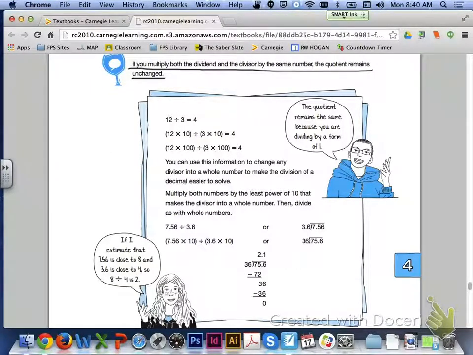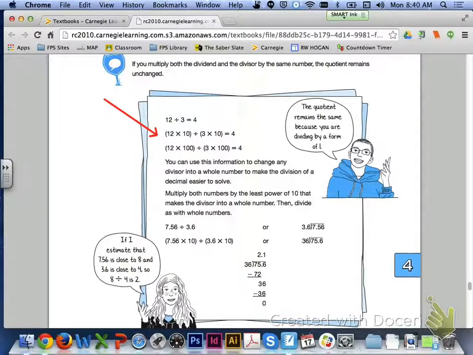Let's turn to the top of page 293. Take a look at what it says up at the top of the page. Very, very important when you are dividing with decimals. It says that if you multiply both the dividend and the divisor by the same number, the quotient is going to remain unchanged. This goes back to Tracy's thinking at the beginning of the lesson. Let's take a look at the example they have for us so we can better understand that rule.